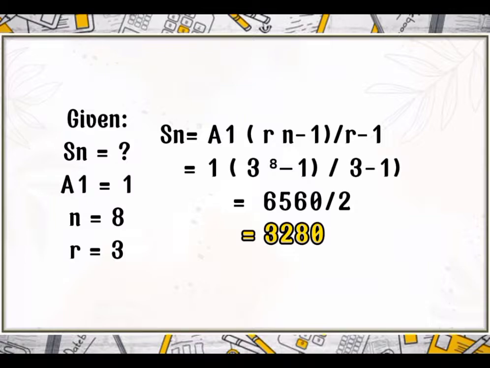So, S, yung nth term natin is 8, is equals to, yung first term natin is 1, times yung common ratio is 3, raised to 8 minus 1. Then, divided by 3 minus 1. 6,561 minus 1 is equals to 6,560 divided by 2. So overall, it is equals to 3,280.